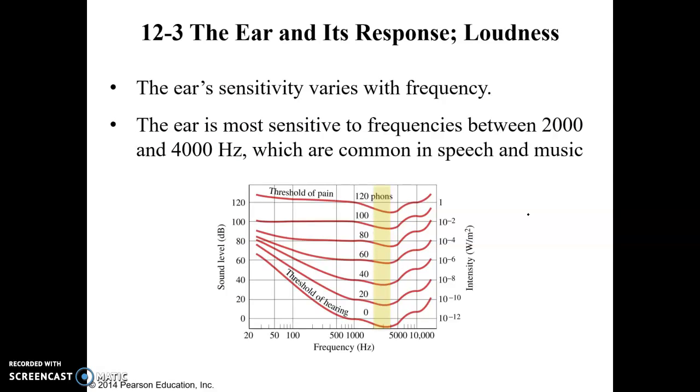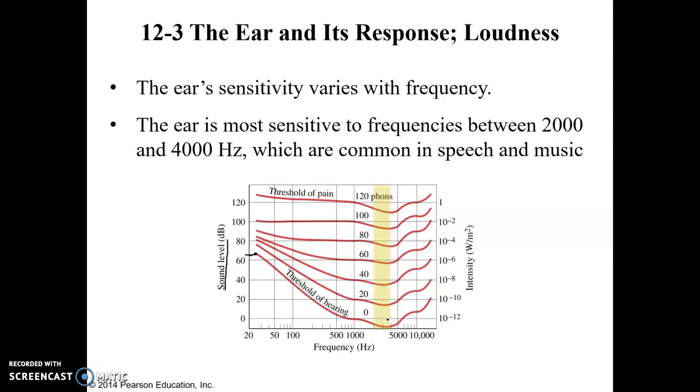Another interesting thing about human hearing is the way that we are more sensitive to particular frequencies. This chart is a little bit hard to read, but basically at low frequencies, the threshold of human hearing has a fairly high sound level. In other words, a low frequency sound has to be pretty loud for us to be able to hear it. It needs to be pretty intense.